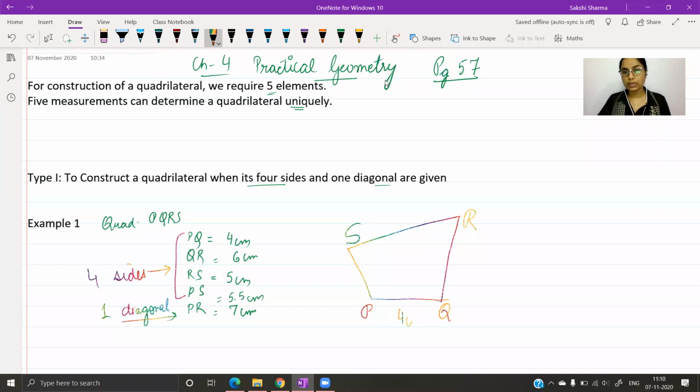PQ is 4 centimeters. QR is 6 centimeters, RS is 5 centimeters, and PS is 5.5 centimeters. Doesn't matter whether it looks longer or shorter than the ones I've indicated. So PR, the diagonal, this one is given to me as 7 centimeters.